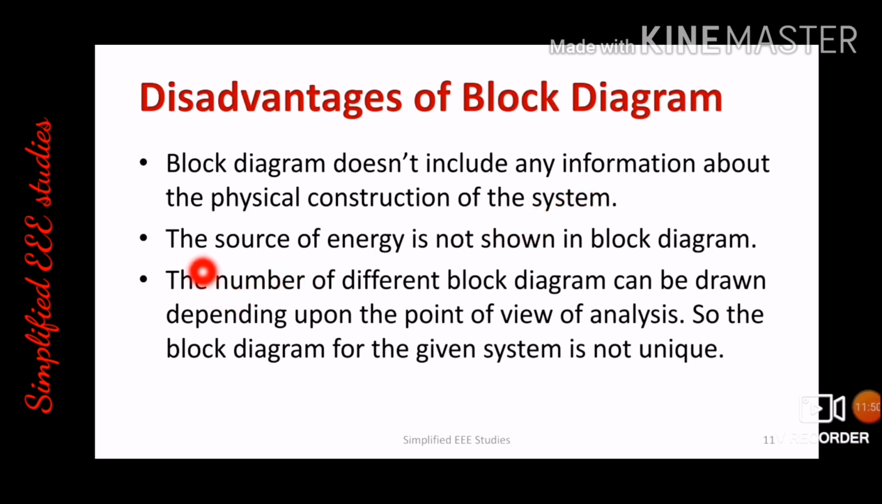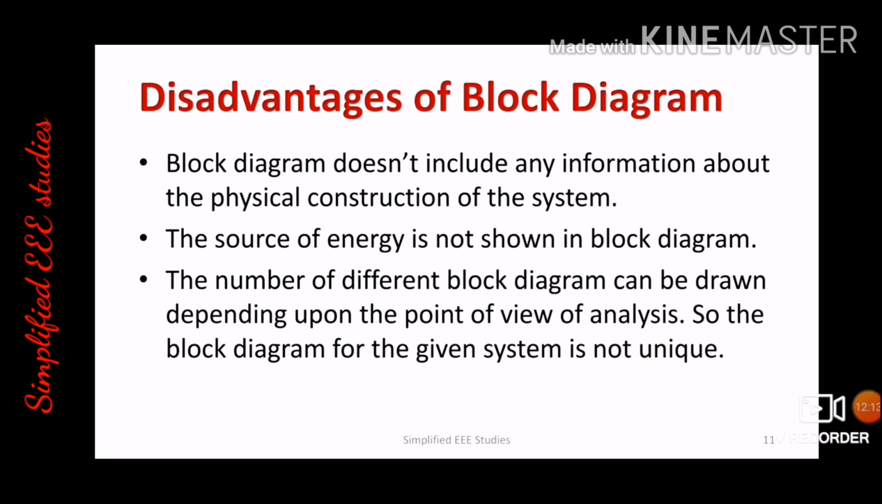Regarding the second drawback, the source of energy is not shown in the block diagram. Where is the energy supply? That is not available. The number of different block diagrams can be drawn depending upon the point of view of analysis. It varies, that is true. Depending on the user, the way of analysis will be different. So the block diagram for a given system is not unique. That is another drawback. These are a few drawbacks regarding the block diagram.